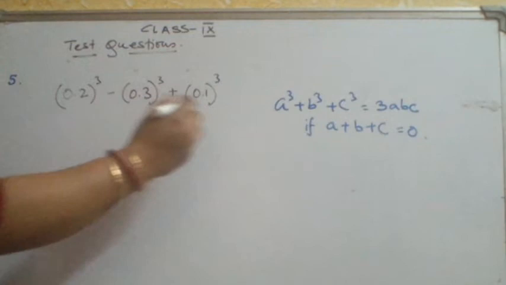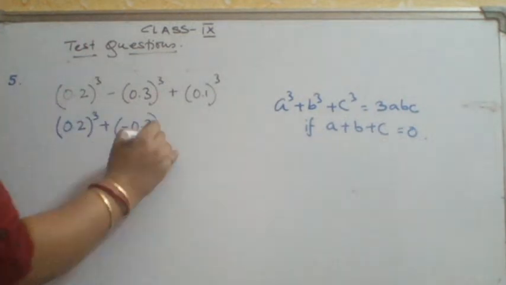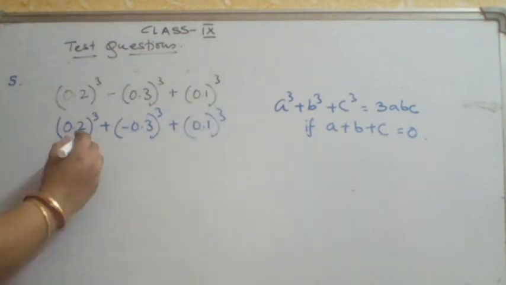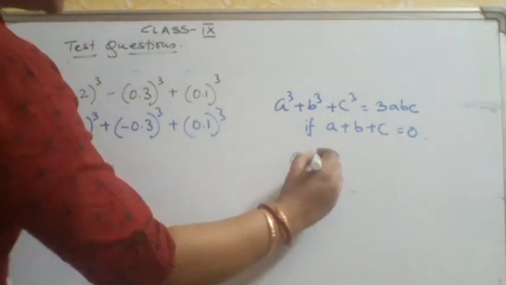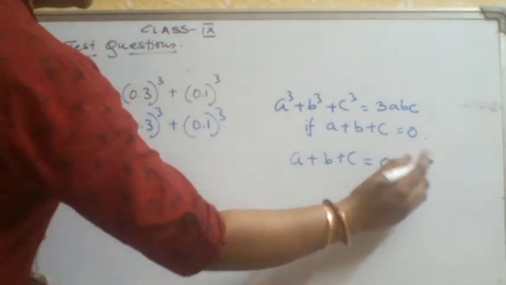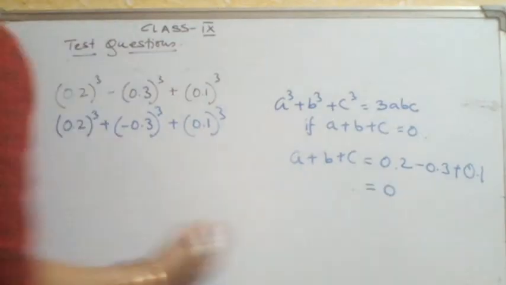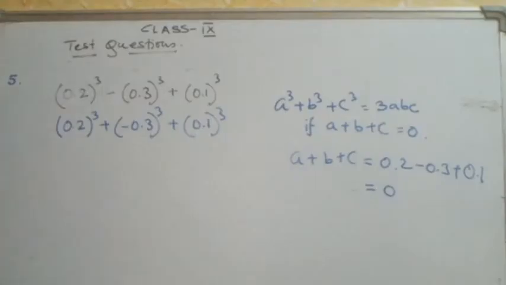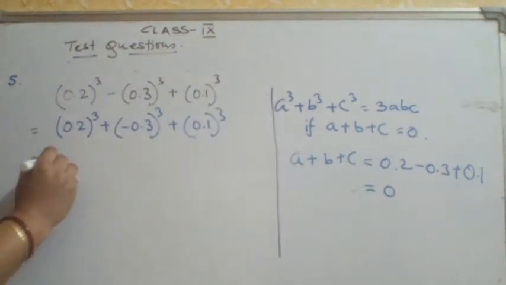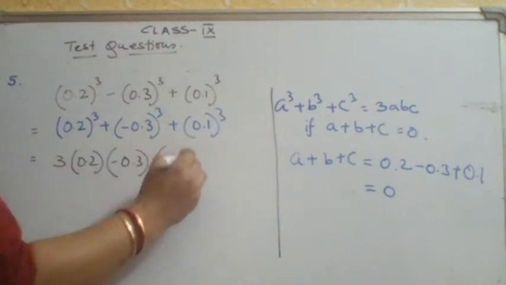Now in this case, (0.2) whole cube plus (minus 0.3) whole cube plus (0.1) whole cube. So what is your a? a is 0.2, b is minus 0.3 and c is equal to 0.1. So a plus b plus c in this case is equal to 0. Since this is equal to 0, you write this identity. Therefore, this is equal to 3 into a into b into c, that is 3 into 0.2 into minus 0.3 into 0.1.